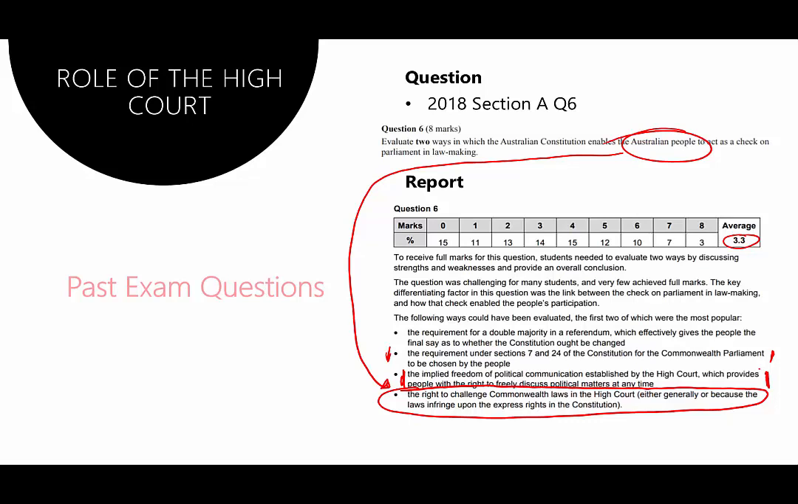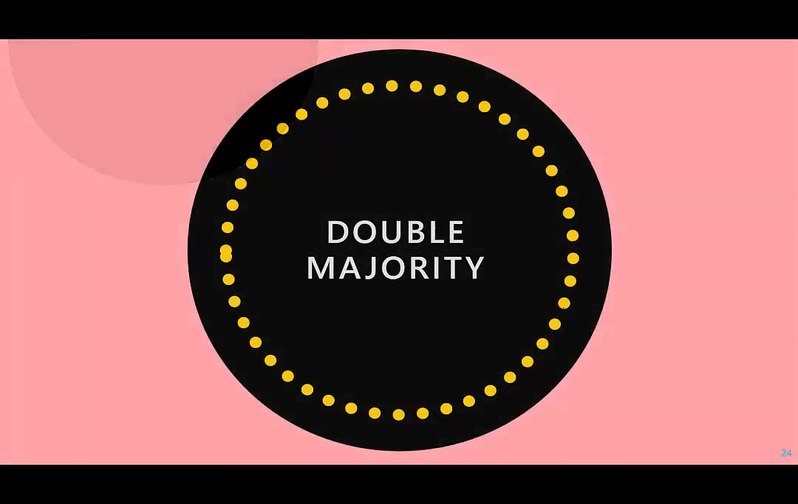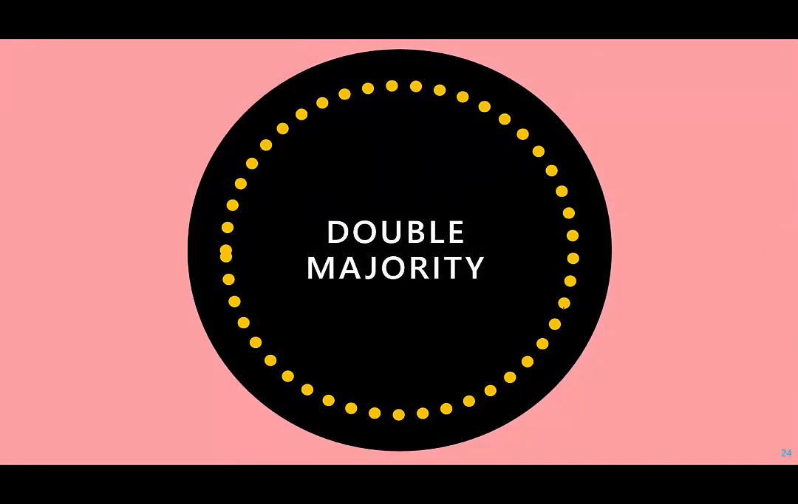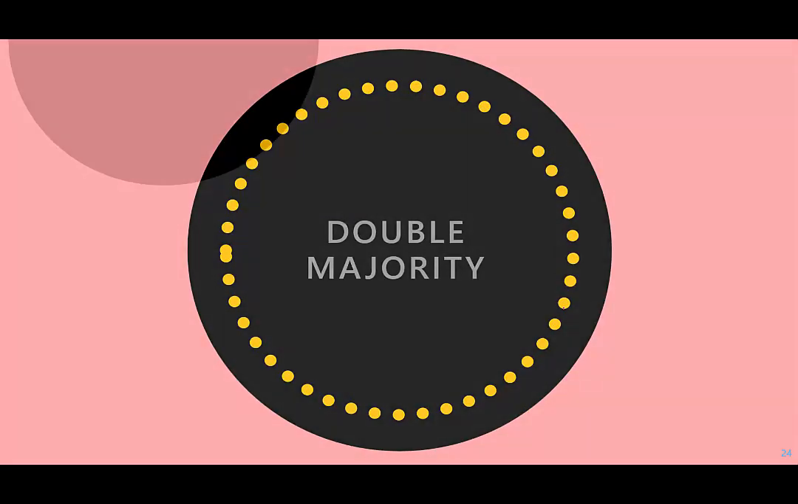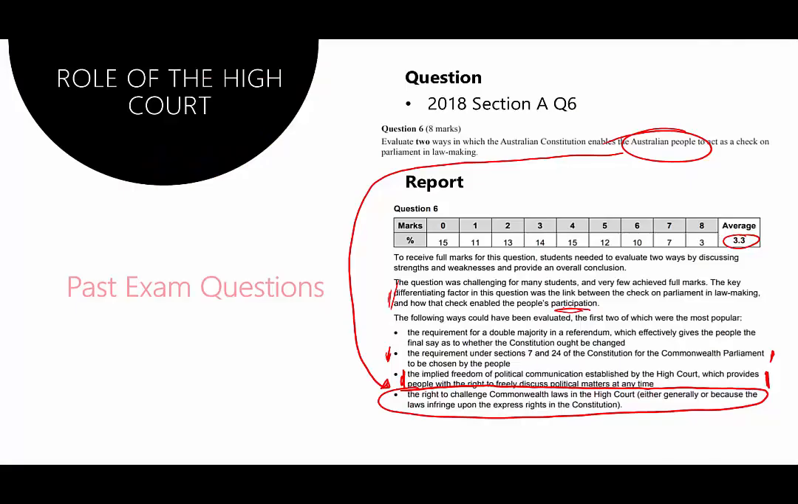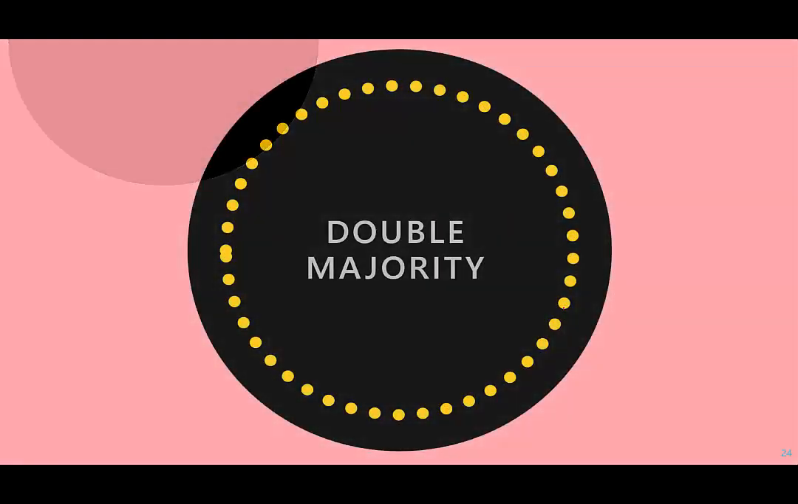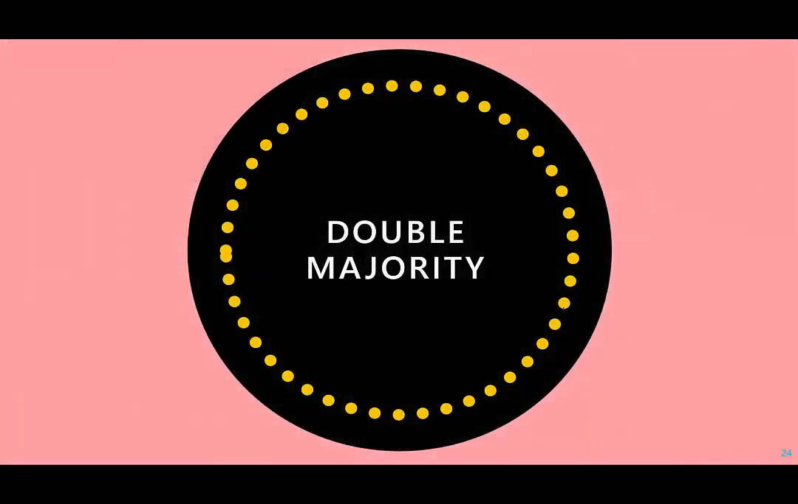You'll see here, the question was challenging for many students and very few achieved full marks. The key differentiating factor in this question was the link between the check on Parliament and how the check enabled the people's participation. And that's going to come up as we talk about this last one, which is the double majority provision. I'll talk about double majority in relation to the question from last year as well.